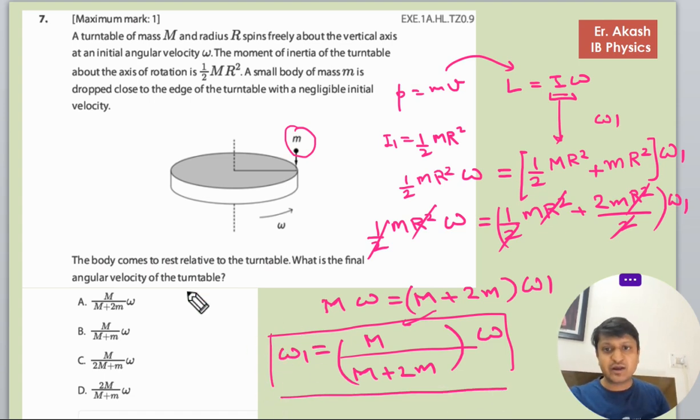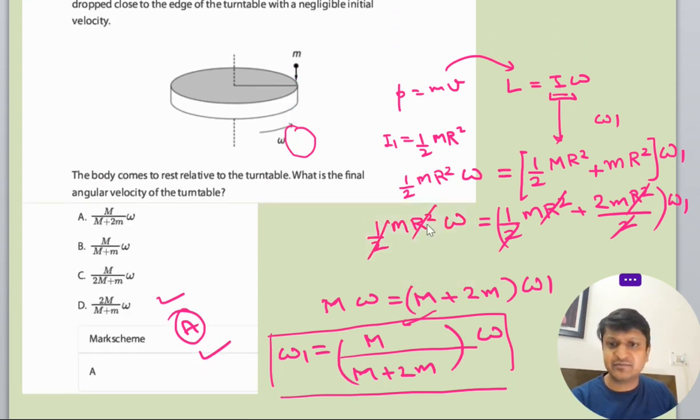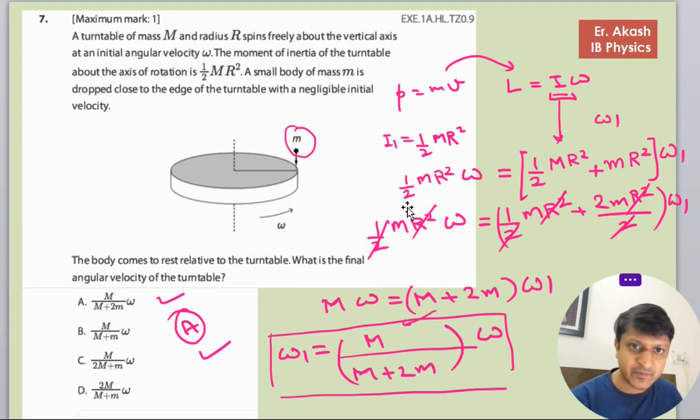So the new angular velocity will be this, M upon M plus 2m. This first option, A, is the right option because no other option is right. A is the right option. Now we will check the mark scheme, and the mark scheme says A is the right answer. So hope you understood this question. In these questions, we just have to use conservation of momentum, that is, conservation of angular momentum in rotational motion. So thank you for watching.